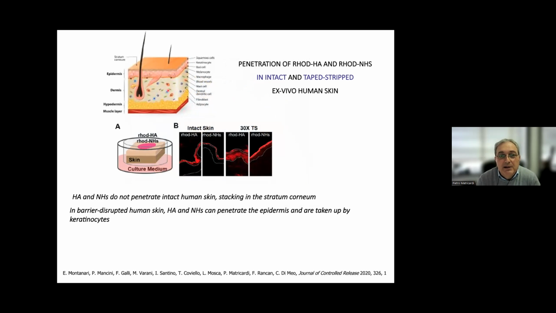And we tested also the nanogels on intact human skin. And the results are summarized here. So in intact skin, you have no penetration of the nanogels. When you use damaged skin, you have penetration of the nanogels. And not like hyaluronic acid, but you have a penetration. It's not very clear from this picture, but the effect is that when you have barrier-disrupted human skin, hyaluronic acid nanogels penetrate the epidermis and are taken up by keratinocytes. So it can be useful in application.